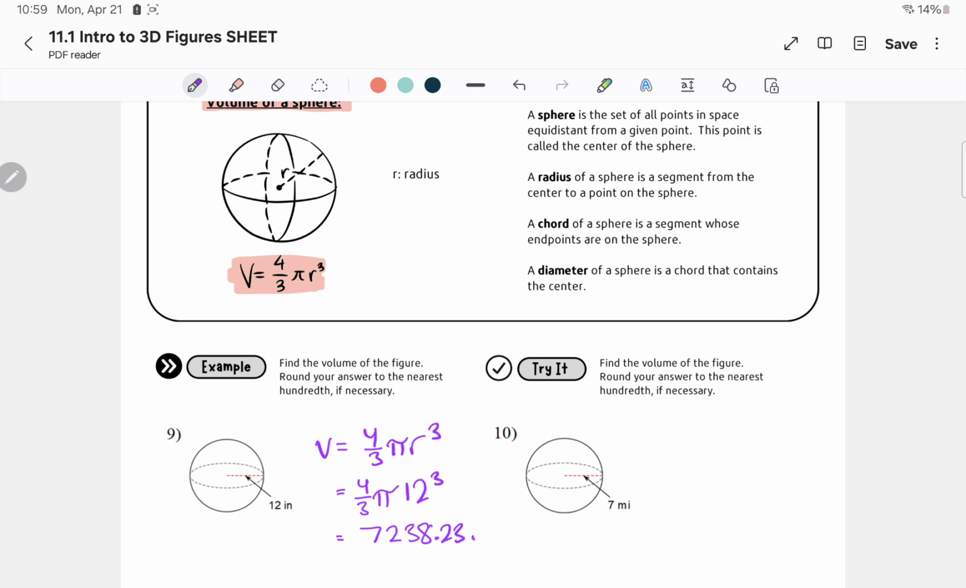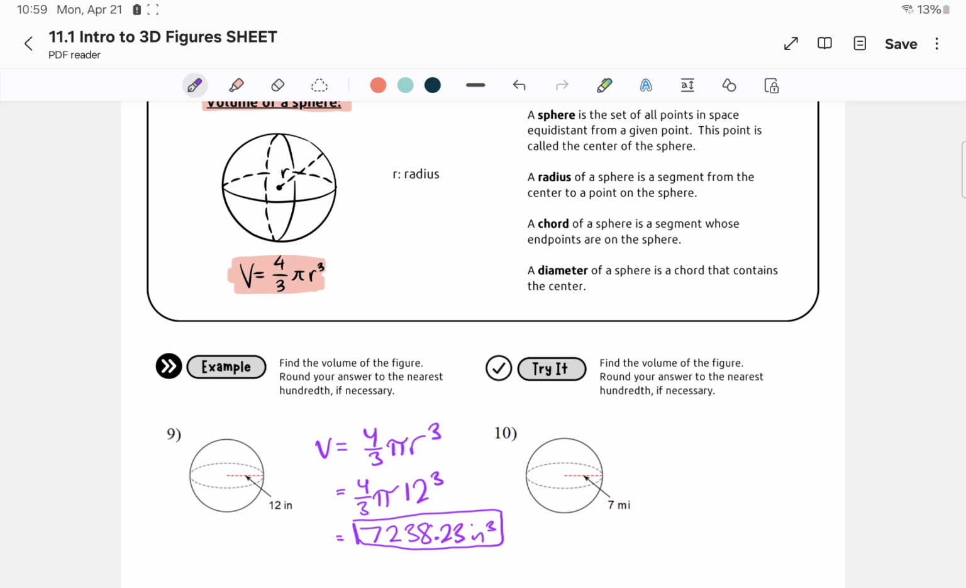That gives me 7,238.23 inches cubed. My other way to do it is I could put 4/3 in parentheses: parentheses, 4 divided by 3, then times pi times 12 to the 3rd power. I'm still getting the same answer. If you want to know the different ways to put it in the calculator, just come and ask me. All right, try number 10 by yourself.